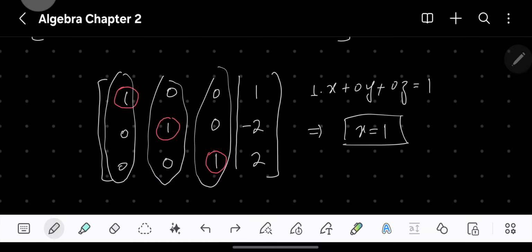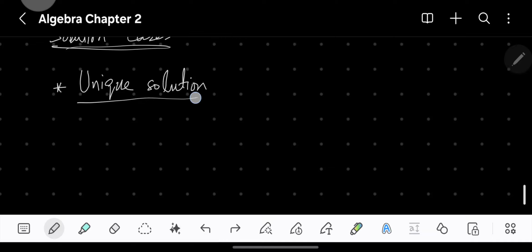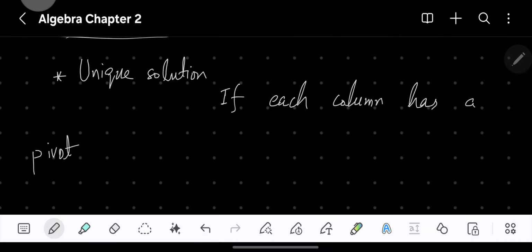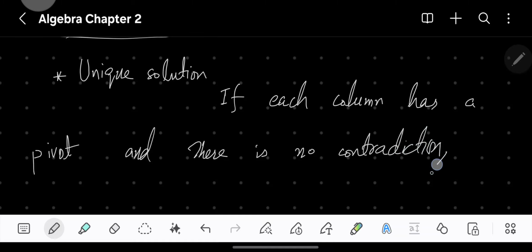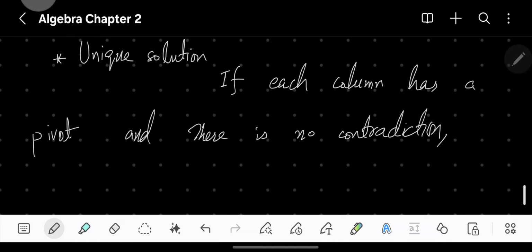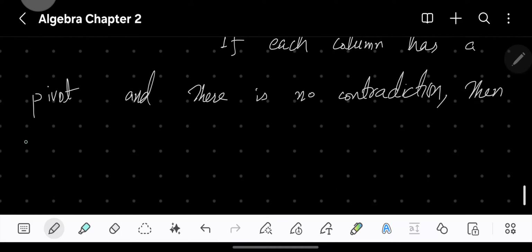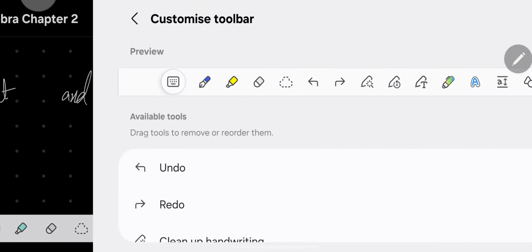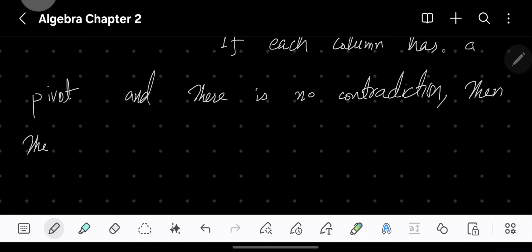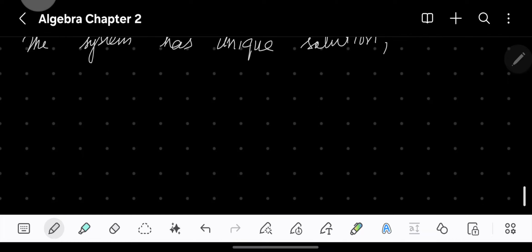Okay, and I should write, so if each column has a pivot and there is no contradiction, then we say the solution is unique. Then the system has unique solution. Okay, here is an example.